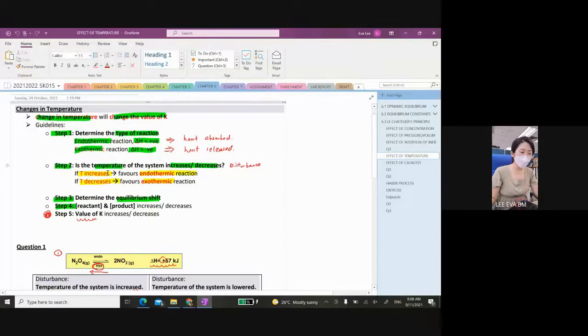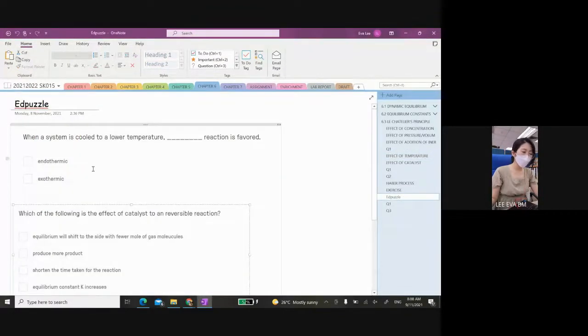So for this step 2, it is fixed already. Temperature increases, it favors endothermic reaction. Temperature increases, that is the disturbance. We want to try to lower it down. Therefore, the extra heat is being absorbed in the reaction. Therefore, endothermic. But if temperature decreases, we want to raise the temperature. Therefore, the reaction will give up heat so that the temperature will increase. Both of these sentences, you must memorise. Temperature decreases favors exothermic reaction. So for this one it is exothermic. For those who selected the wrong answer, please correct your understanding, yeah.